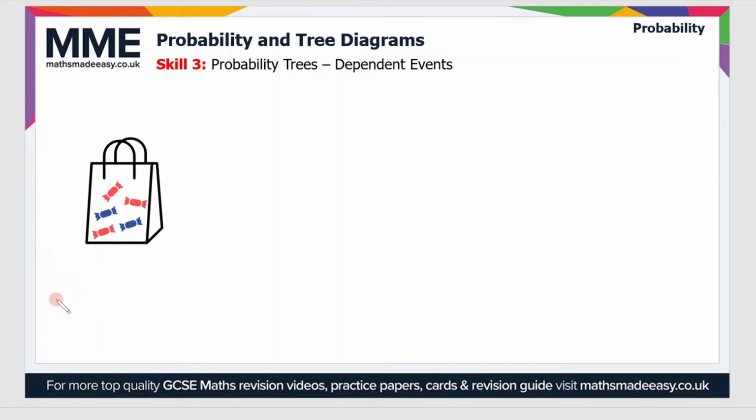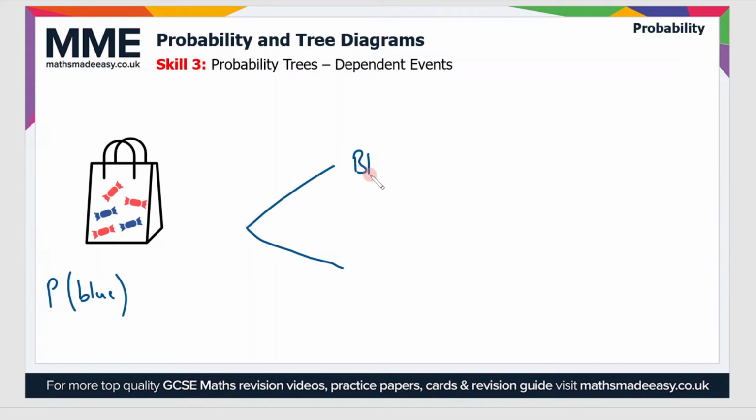So in this instance, let's say we're interested in the probability of withdrawing a blue sweet from this bag of sweets. So event 1 will be taking the first sweet out of the bag and then not replacing it, and then event 2 will be taking the second sweet out of the bag. So our outcomes are as follows.